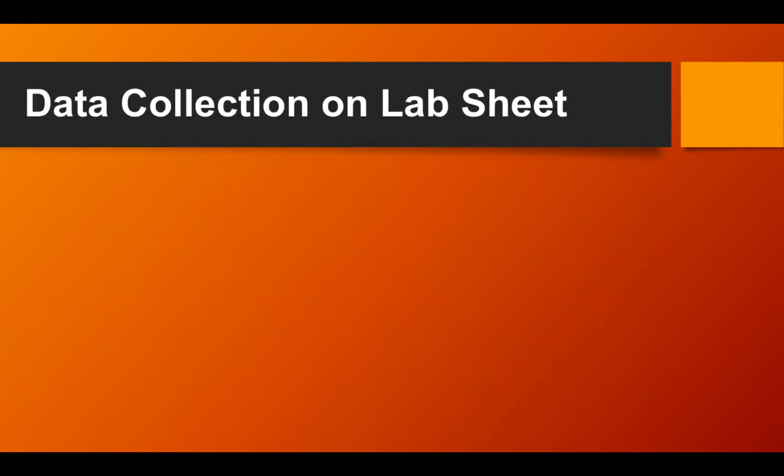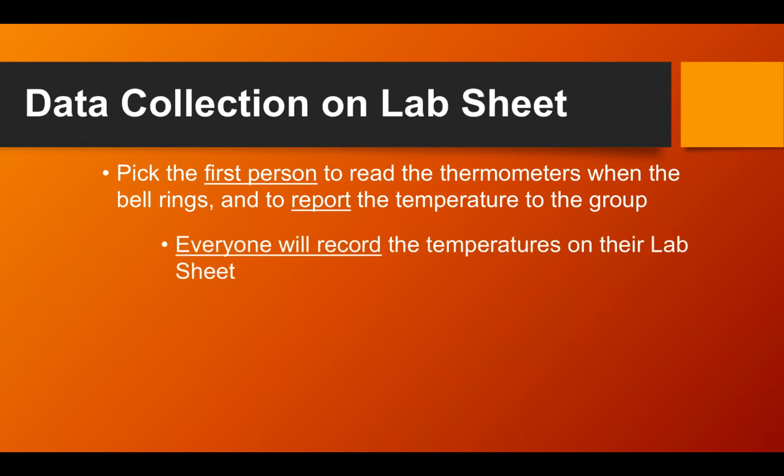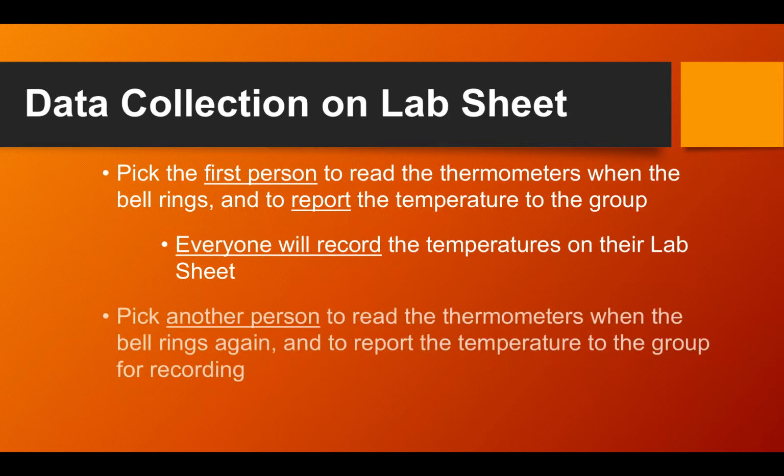Now let's talk about collecting data on your lab sheets for this experiment. First, pick a person to read the thermometers when the bell rings and to report the temperature to the group at the table. Everyone's going to record the temperatures on their lab sheets. Then another person in your group can read the thermometers on the next bell ring and report that temperature to the group. You can rotate around your entire table doing the reading and reporting. But everyone is going to record.